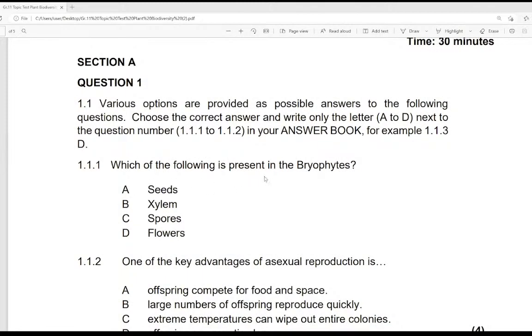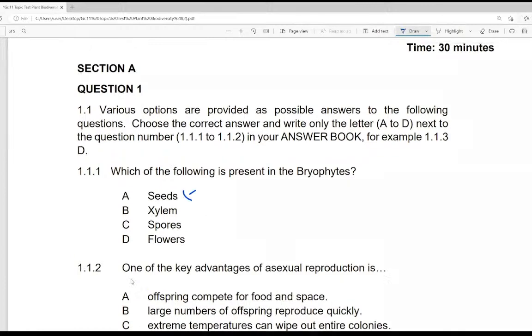Which one of the following is present in bryophyte? If you look at this, remember we said that bryophytes do not have seeds. So this one is wrong. Xylem, they don't have xylem. This one is wrong. They don't have flowers. This one is wrong. So the correct answer is they have spores.